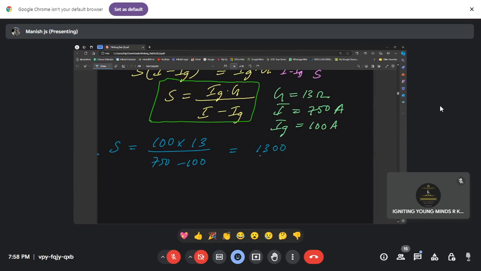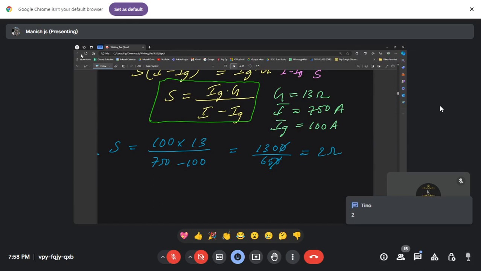So 1300 upon 650, right? So go for the simplification. 130 upon 65. What is the value that you're getting? You're getting 2, right? Are you guys getting 2 ohms?